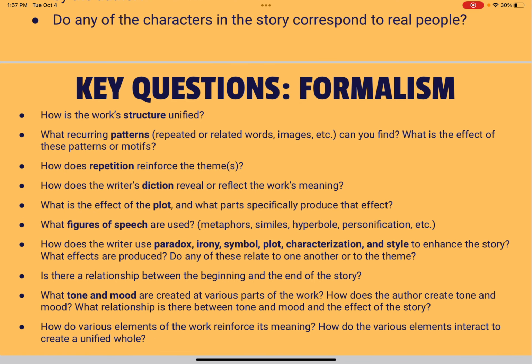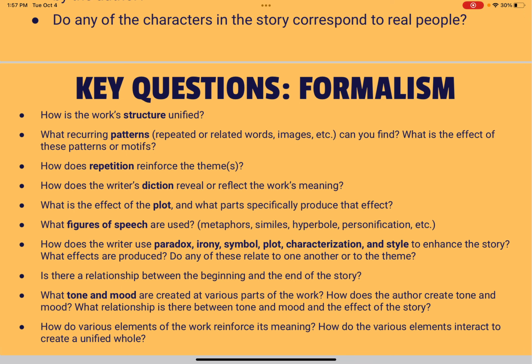Again, you've already done this one before, especially if you've read poetry before. So we look at the work's structure. In the next slide deck, in a second, I'm going to show you tips on how to look at structure. But what is the work's structure? What recurring patterns do we see? And looking at patterns, you're also looking at structure. What is the effect of these patterns or these motifs?